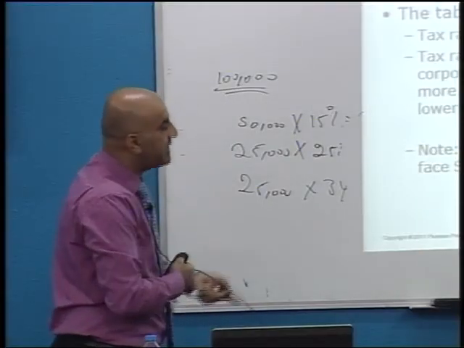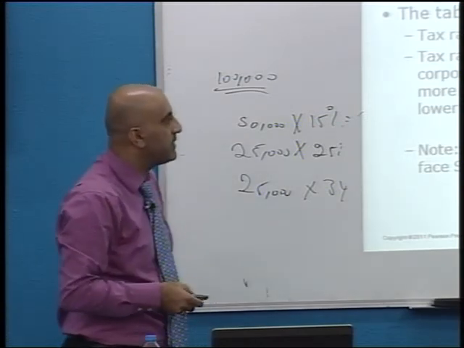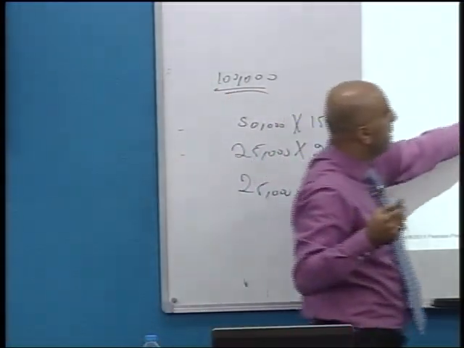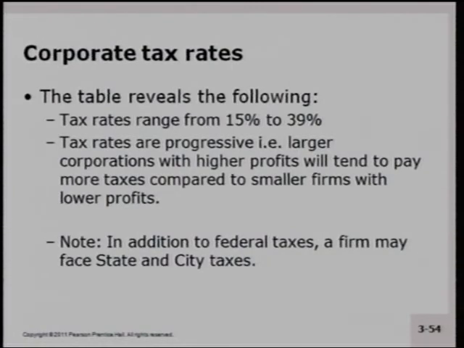Okay, so corporate tax rates, the table reveals the following. Tax rates range from 15% to 39%. You notice the tax rate increases until here. This is the peak, then it goes down. Yes, tax rates are progressive. Larger corporations with higher profits will tend to pay more taxes compared with smaller firms. Note, in addition to federal tax, a firm may face state and city taxes.